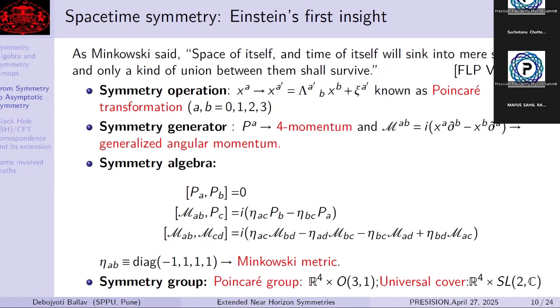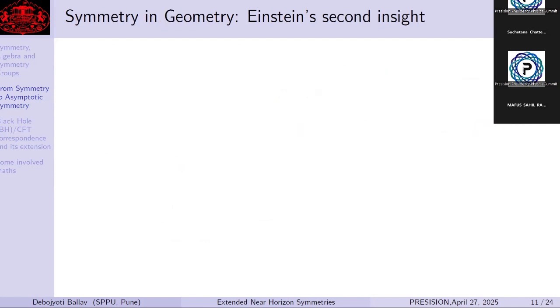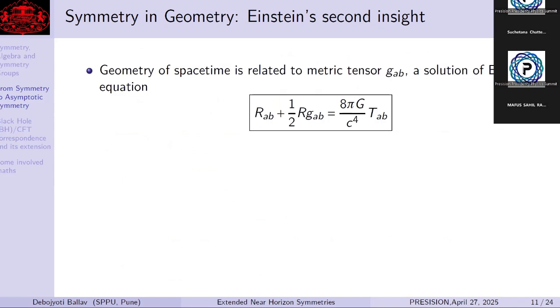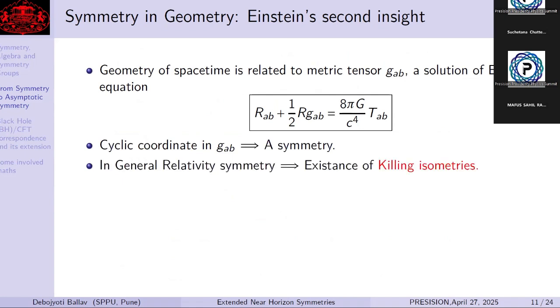So in the same line as rotation, we get a similar understanding of space-time symmetry in special relativity. We can think of special relativity in that way. Similarly, we can go further to symmetry in geometry, which is Einstein's second insight about general relativity, where the geometry of space-time is described by a metric tensor, which is a solution of Einstein's equation. If we have a cyclic coordinate in that metric, that is a symmetry, and it is associated with the existence of Killing isometries or Killing vectors.